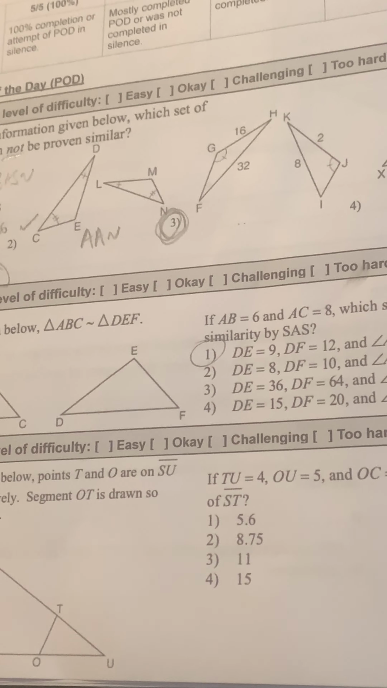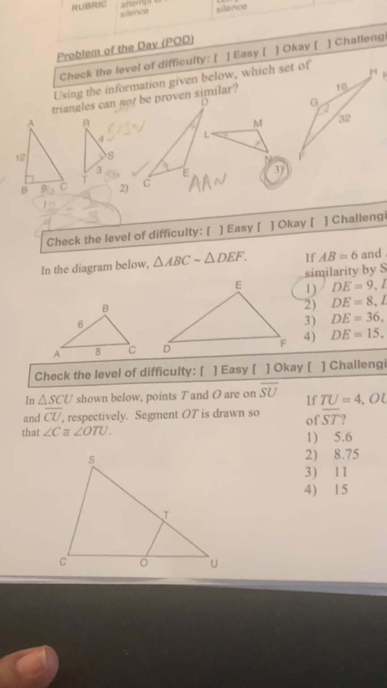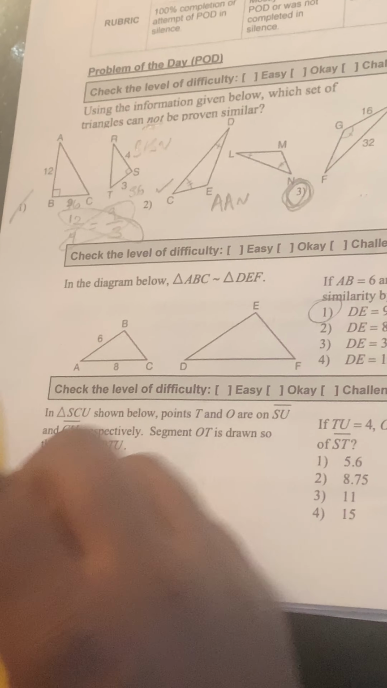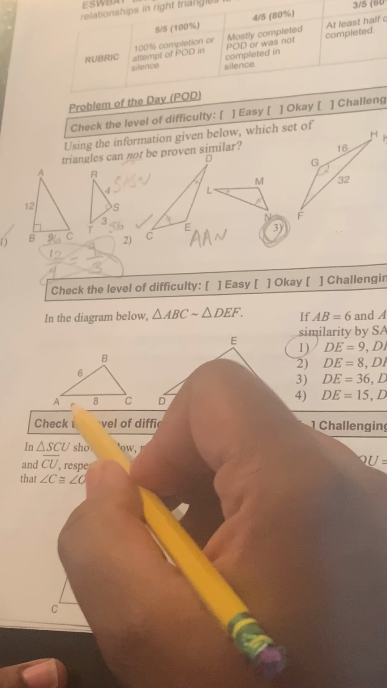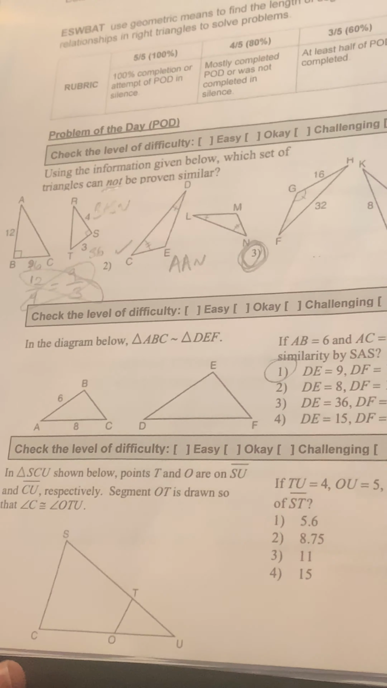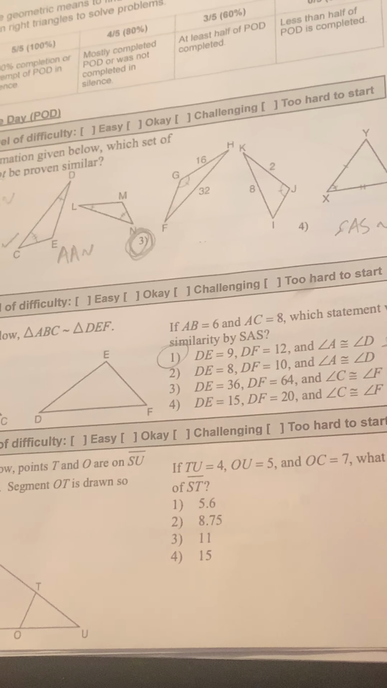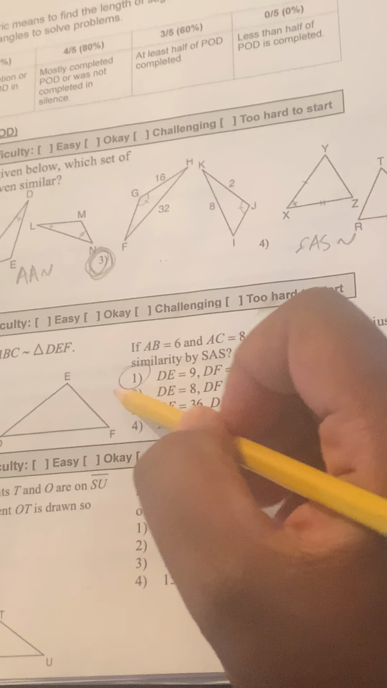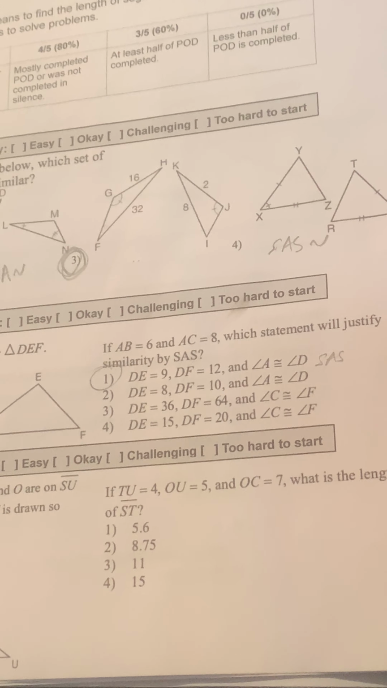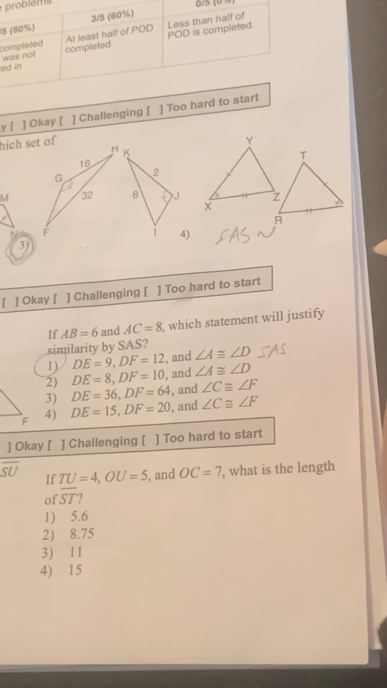Now moving on to the next question. It says, in the diagram below, triangle ABC is similar to triangle DEF. It says that AB is 6, AC is 8. Which statement will justify similarity by side, angle, side? I circled here answer choice number 1, but let's look at the other choices.